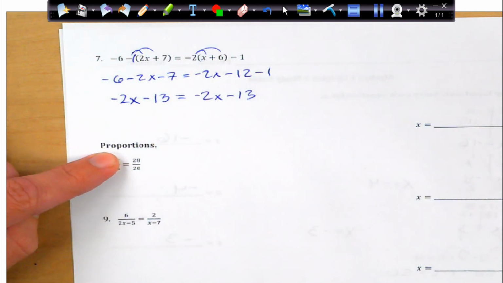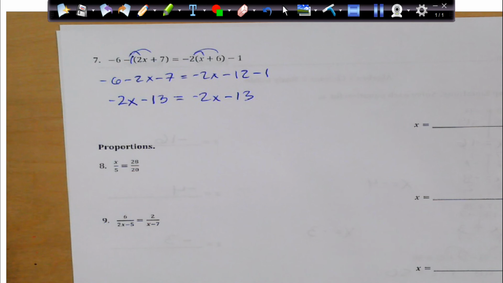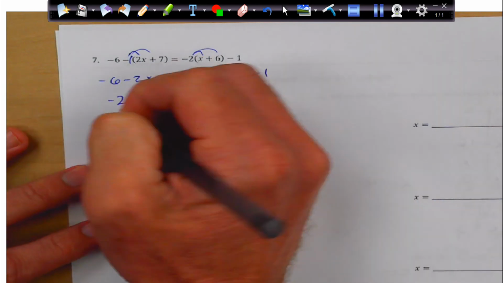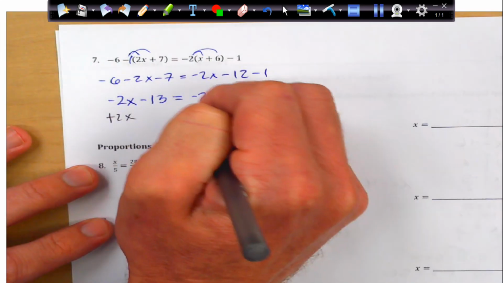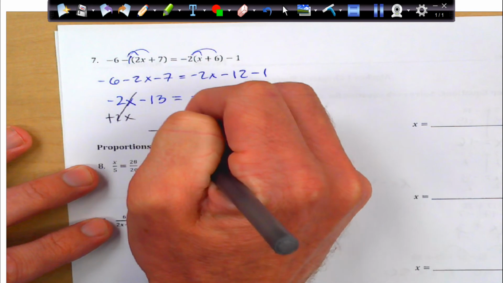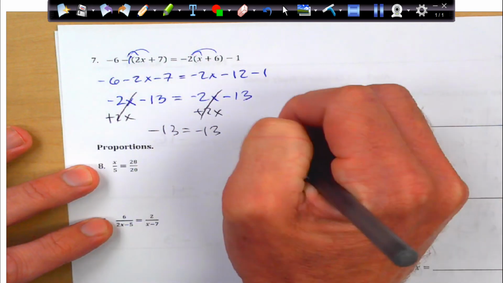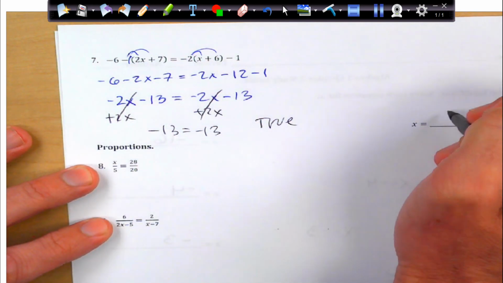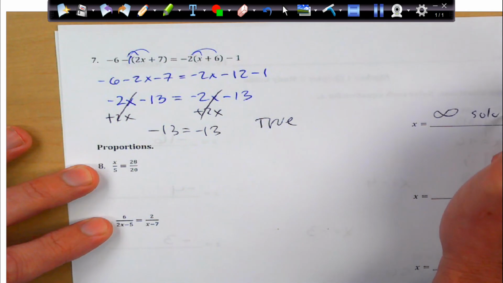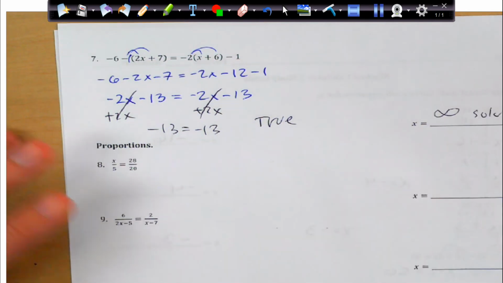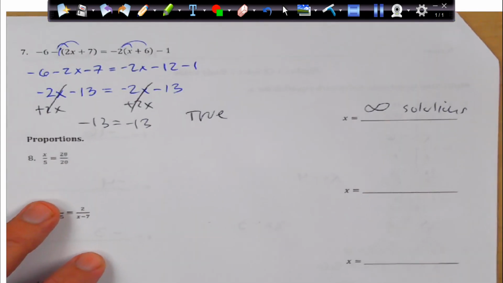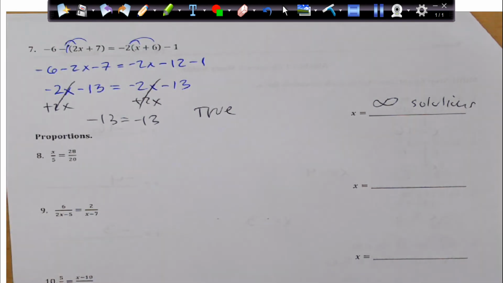And again, I have a similar problem. I have to add 2x to both sides, but when I do that, they cancel, and I get negative 13 equals negative 13, which is true, which means I have infinite solutions. So any of my solutions will work. Anything I plug in works, which is pretty convenient. Good for me. Okay.